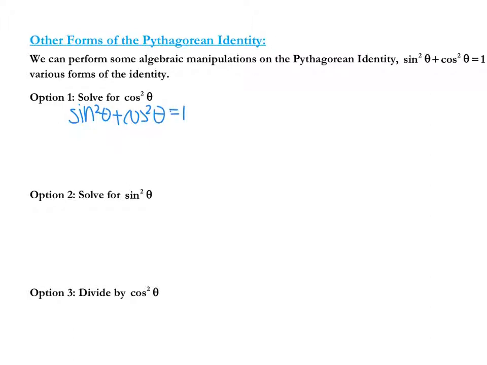Okay, and then if I want to solve for cosine squared, then I'm going to go ahead and subtract sine squared from both sides. So this is a manipulation of the Pythagorean identity, which states that cosine squared theta equals 1 minus sine squared theta.